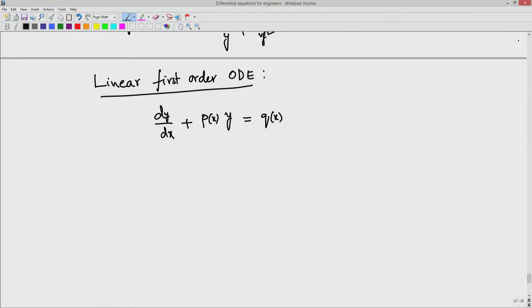Now, you have seen how to convert a non-exact equation into an exact equation. You multiplied by some function that is called an integrating factor. By multiplying by an integrating factor, you reduce that equation into a derivative of something so that you can integrate. So here also you try to do the same.